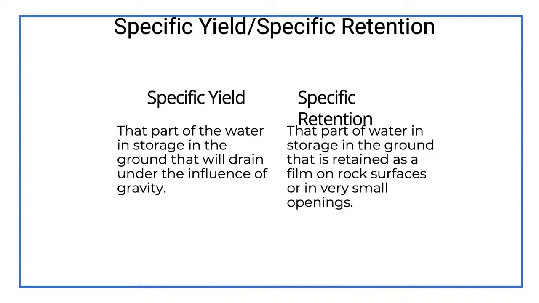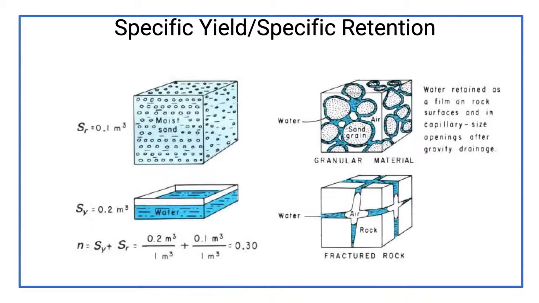Specific retention is then just the flip side of that. That's the water that is retained as a film on rock surfaces or in very small openings, that dead space. That is your specific retention. So effective porosity plays a big part in that. This is, going back, looking at that illustration.